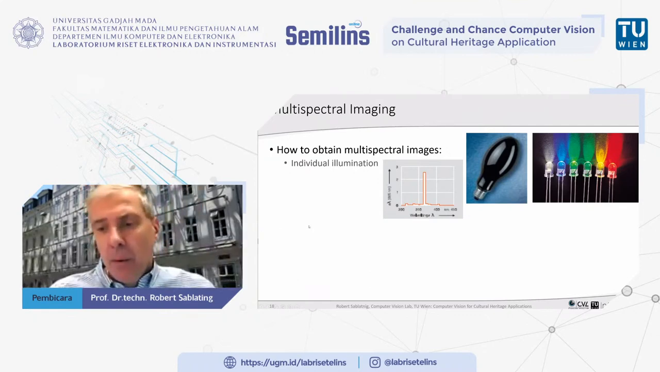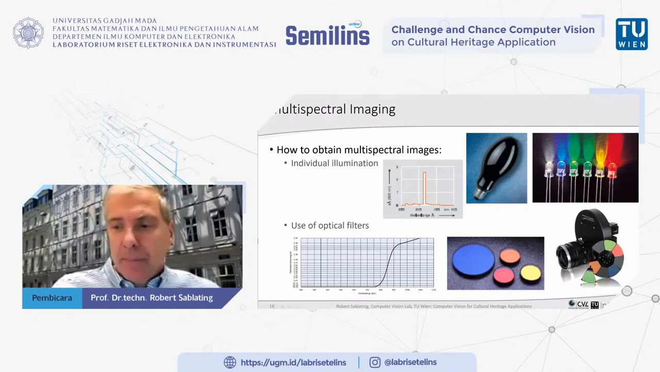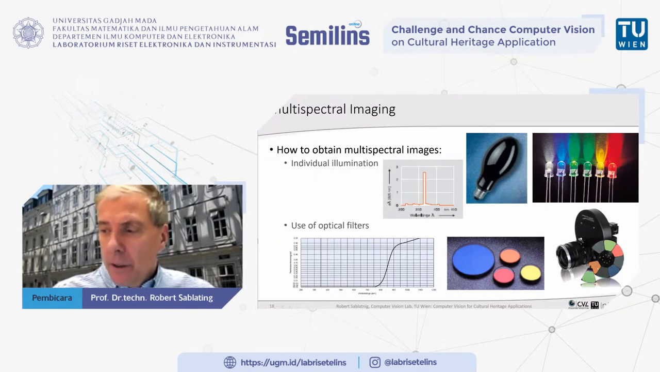Or, and this is the other way, you can use optical filters. So you just take a monochrome camera once again, but you mount some kind of filters in front of the camera using a filter wheel, as you see here. And then you make an image, then you turn the wheel and have another filter and so on and so forth. So this would, for instance, give you the opportunity to take 8 different images one after the other.